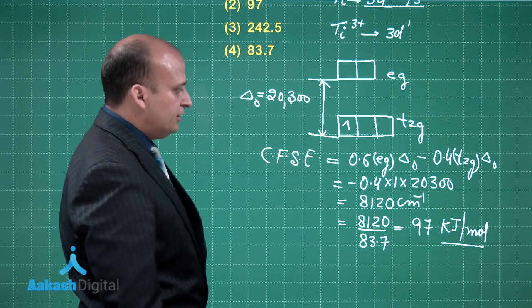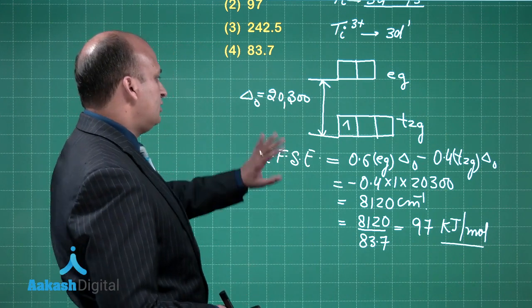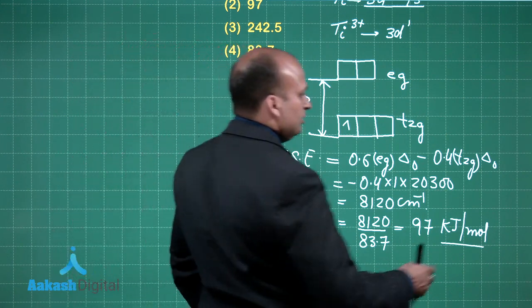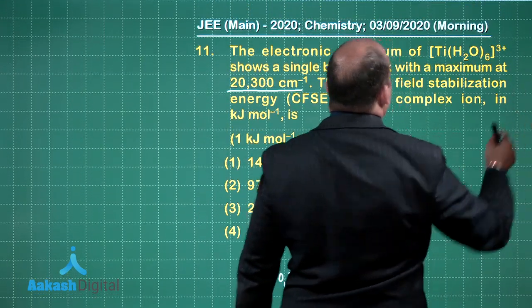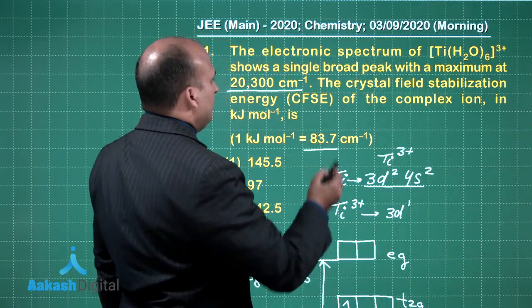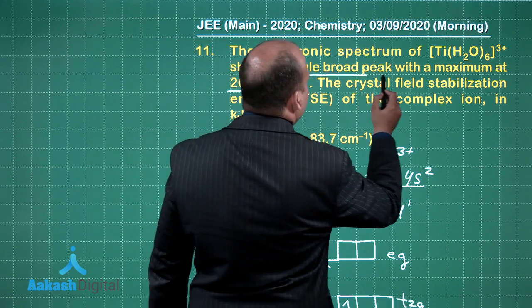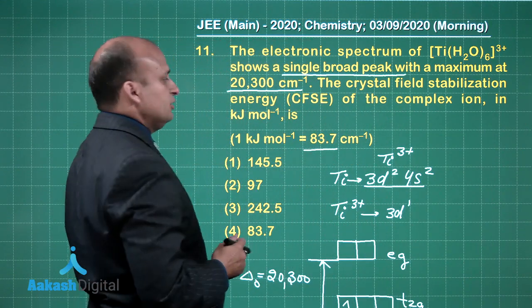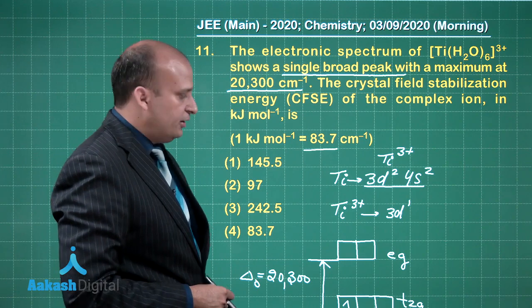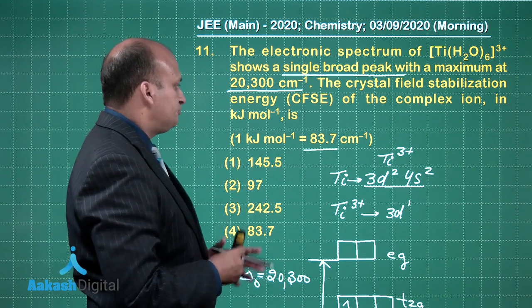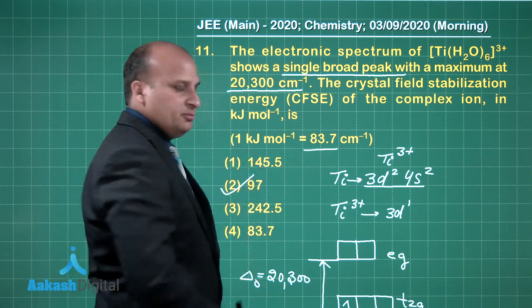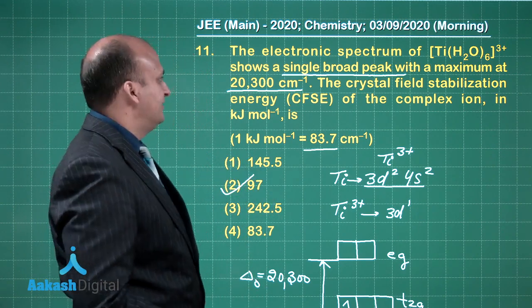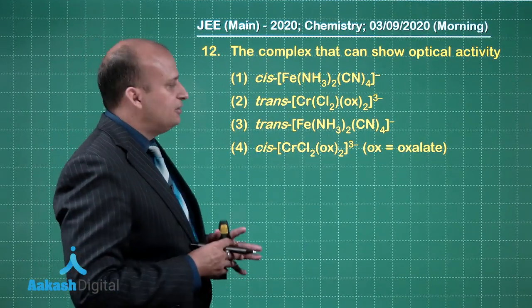Okay, dear friends, the only trick in the question was, rather than simply saying delta naught, they used the statement that a single broad peak with a maximum at 20,300, thereby relating it to the delta naught. So the correct answer is option number 2. Okay. Now let us look at question number 12.